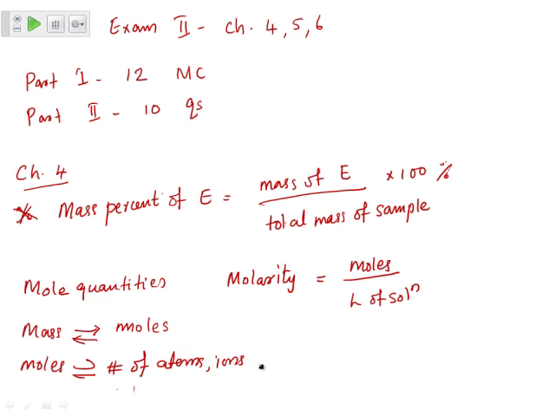Empirical formulas, how do we figure out empirical formulas? No calculations on empirical formulas. It's just a multiple choice question I have. I have 3 compounds and I would ask you what are the correct empirical formulas. So what are empirical formulas? If you have the molecular formula, how do you figure out the empirical formula?